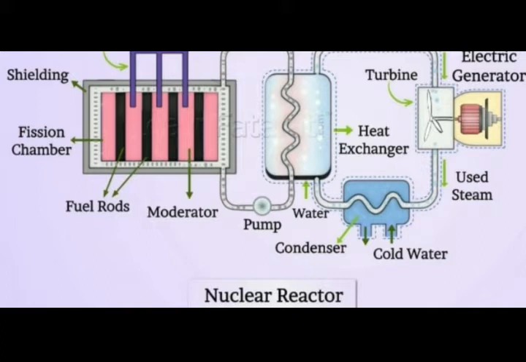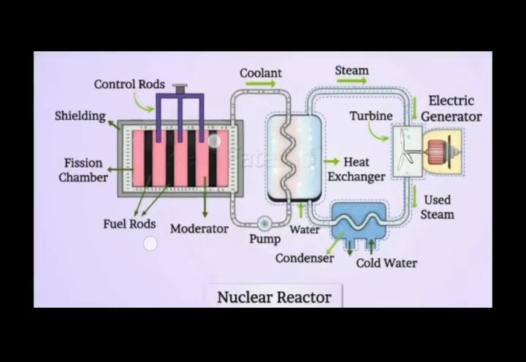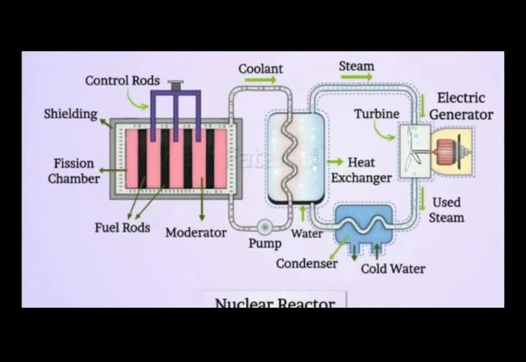And the third one is control rods. Control rods are made of cadmium or boron, and these rods absorb the neutrons, so they can control the chain reaction. If you want to increase the chain reaction, you pull these control rods out of the nuclear reactor, then the chain reaction is improved. So by adjusting these control rods into the carbon blocks and out of the carbon blocks, we can control the number of neutrons by absorbing the neutrons. So the control rods control the chain reaction.